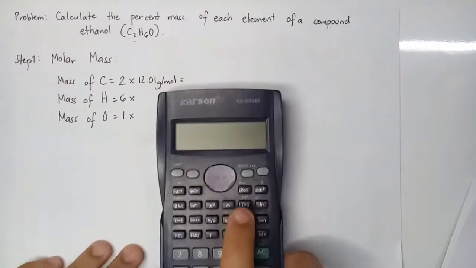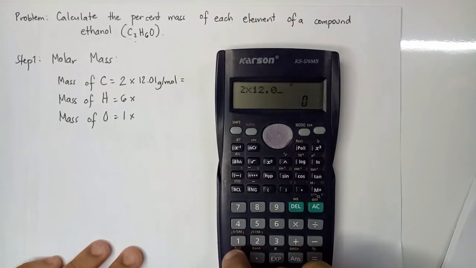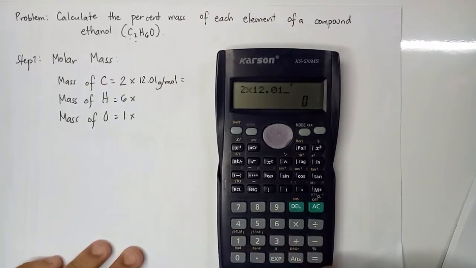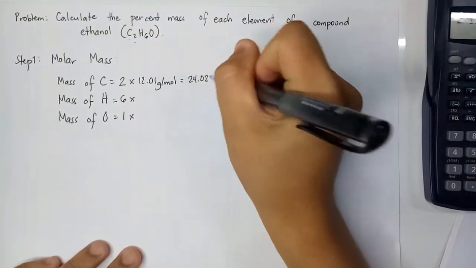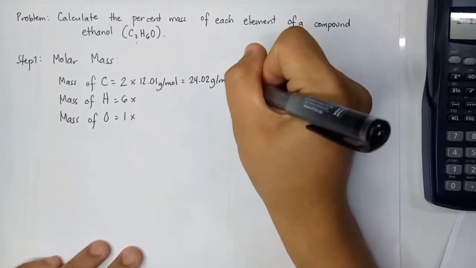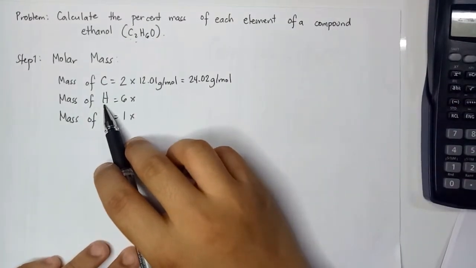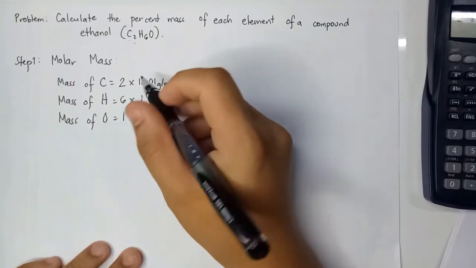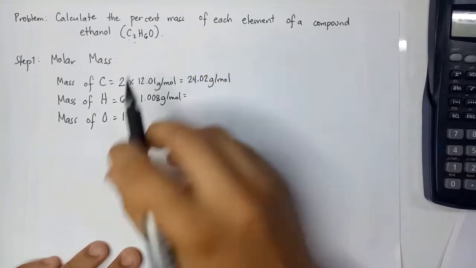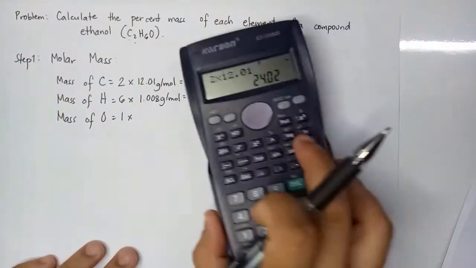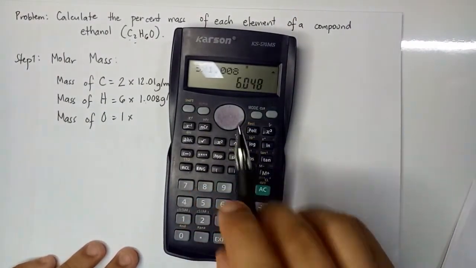I-calculate nga natin using a calculator. 2 times 12.01 is equal to 24.02, so we have 24.02 gram per mole. Other one, 6. Ang kanyang mass ay 1.008 gram per mole. So 6 times 1.008 is equal to 6.048.